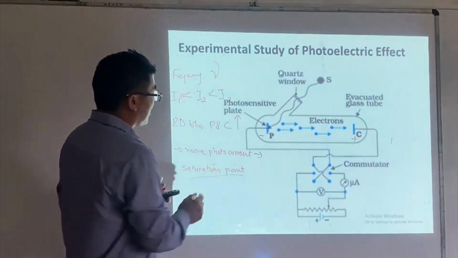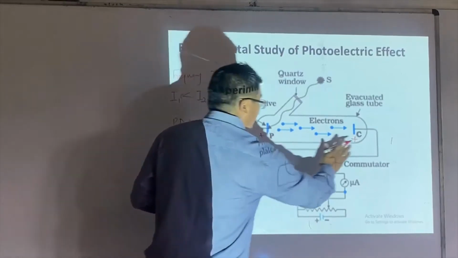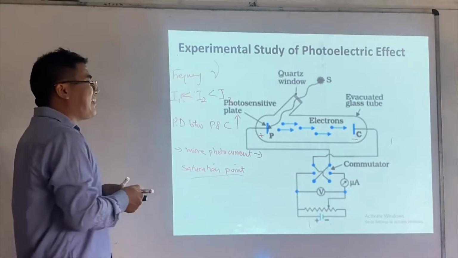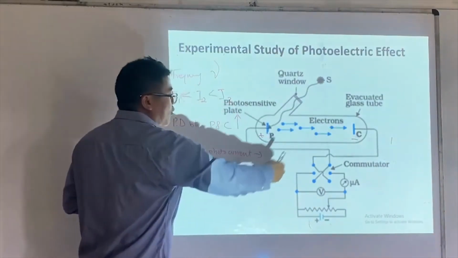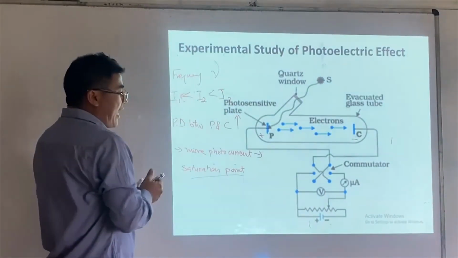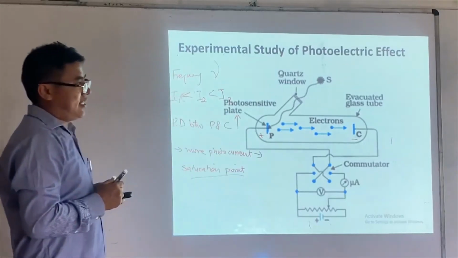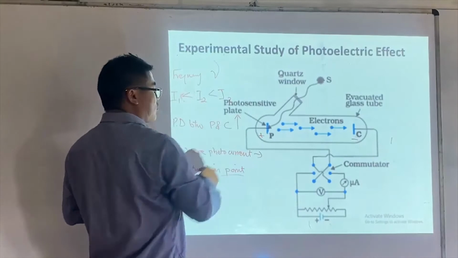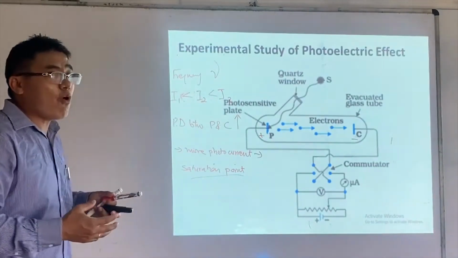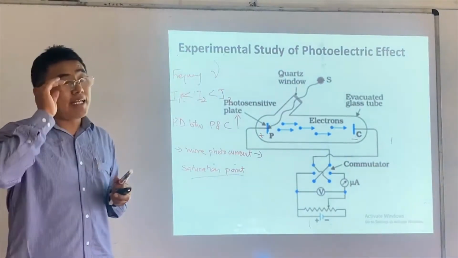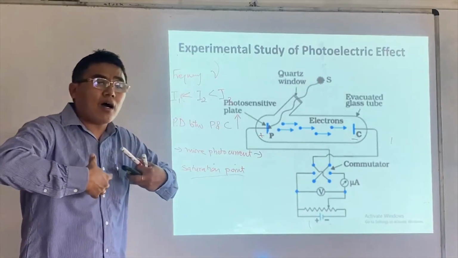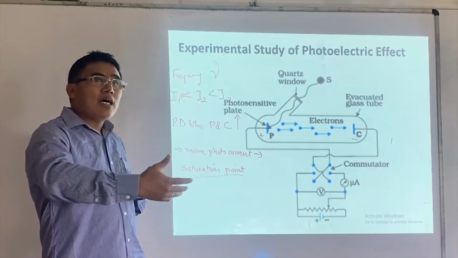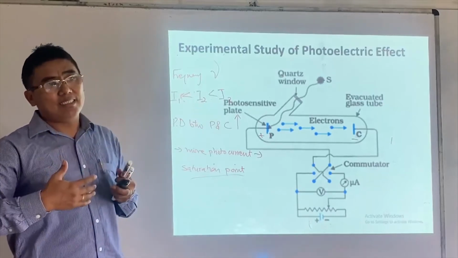Now electrons cannot readily move toward C. Why? Because there is a repulsion from C and an attraction from P. This is very important: all the electrons never emerge with the same energy. Some electrons have greater velocity and higher energy, some have less energy.